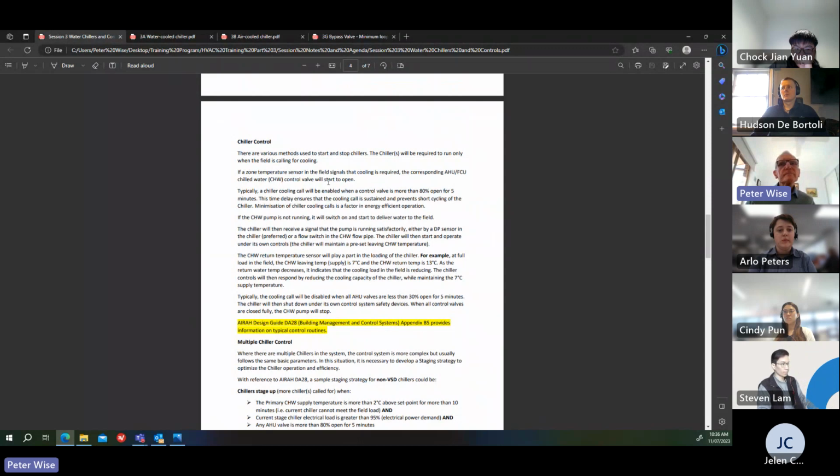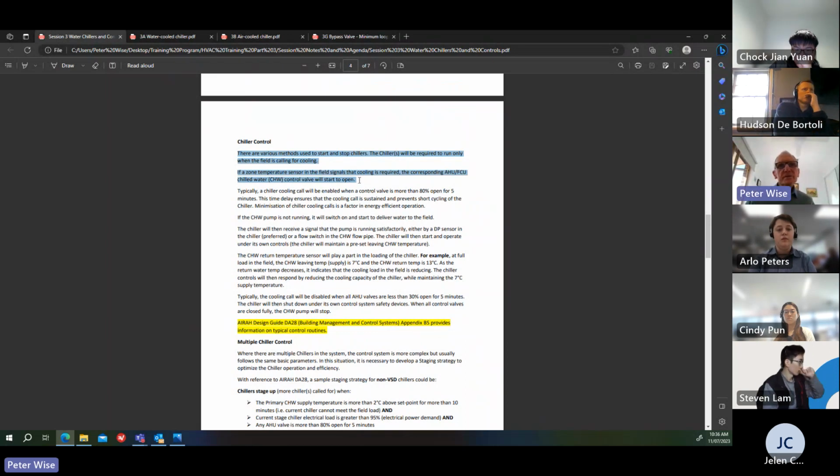So chiller control. There are various methods used to start and stop chillers, and you need to have some dialogue with the chiller suppliers in this regard as well. You can come up with your ideas, but make sure that you discuss it with them because really they're the experts. The chillers will only be required when the field is calling for cooling. There's no point running them if there's no load out there.